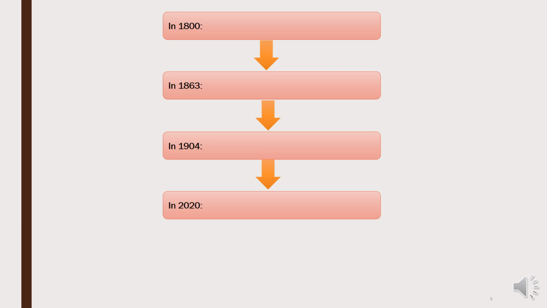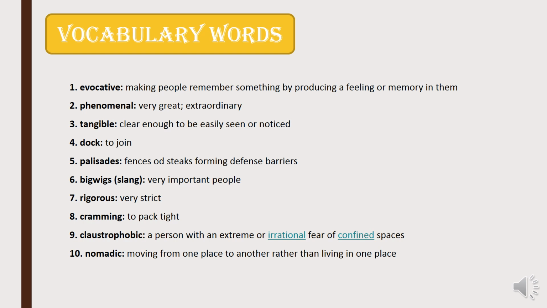In 2020, or nowadays, in this period of time, what happened? Football is a popular game which is played all around the world. So we just fill in the flow chart with the events that happen in each year.